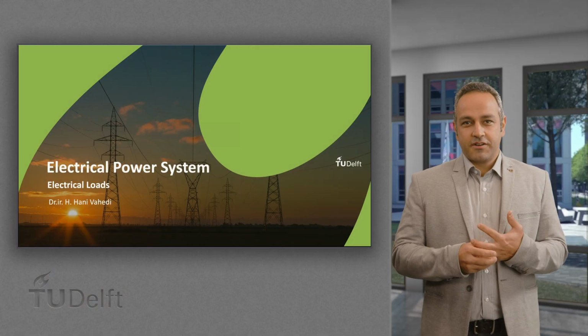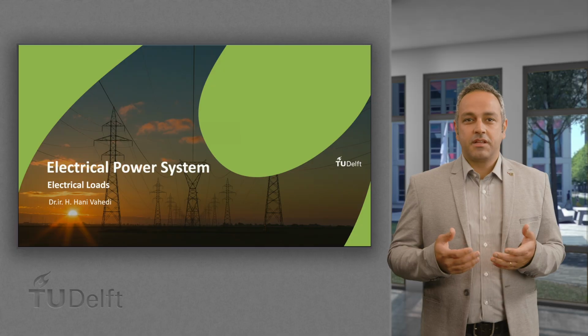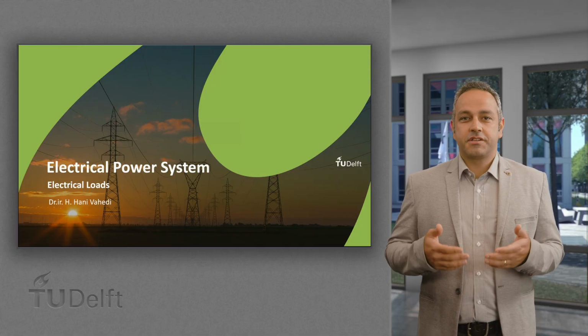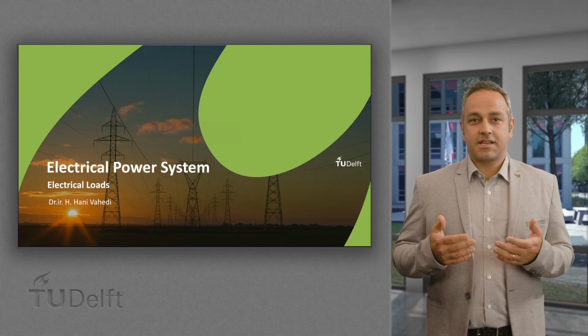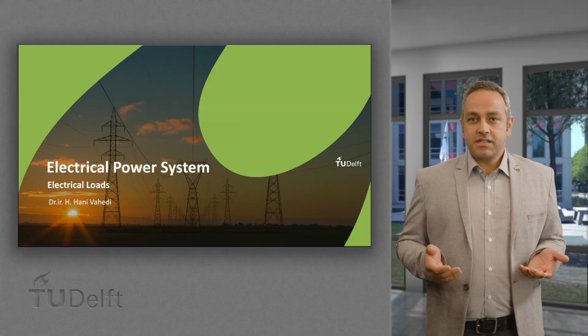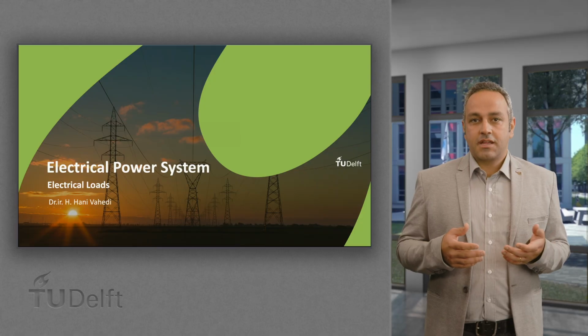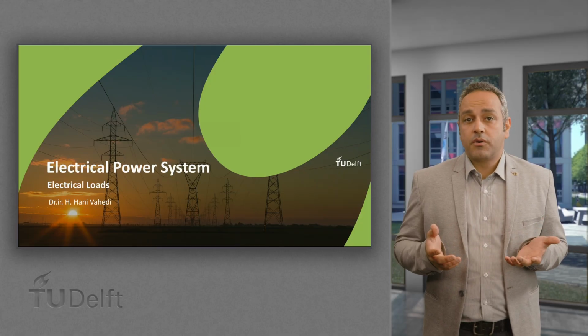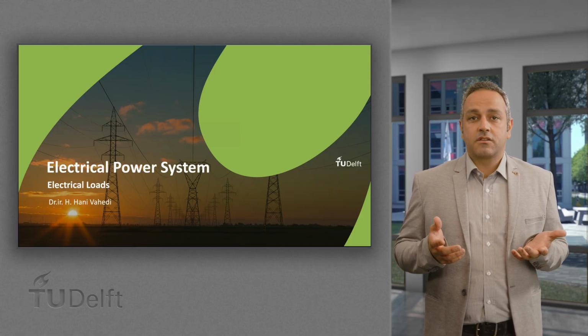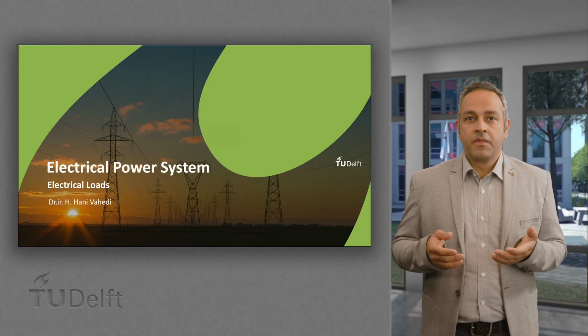Hello everyone. In order for a power system to be stable, it is important that the power generation and power consumption are in balance at all times. In this lecture, we will focus on the demand side by looking at different kinds of loads. An electrical load is a component of or part of the circuit that consumes electric power.